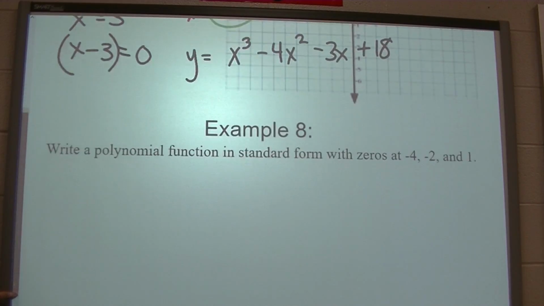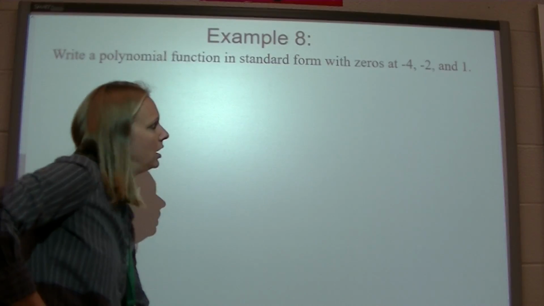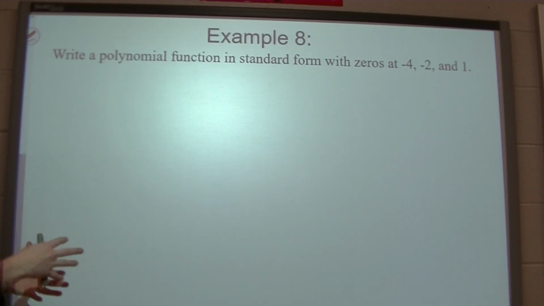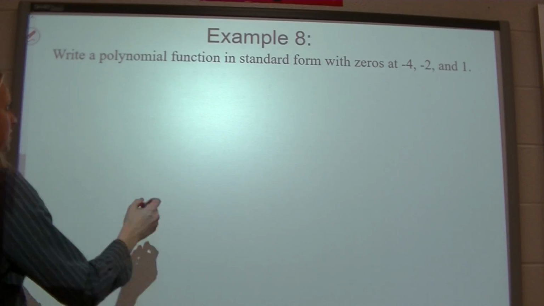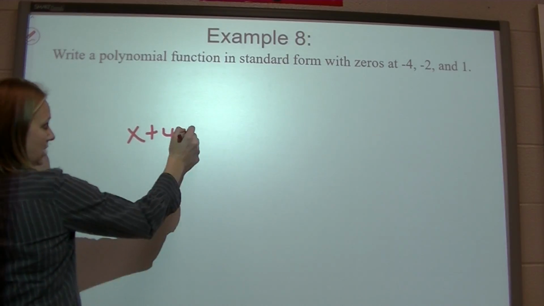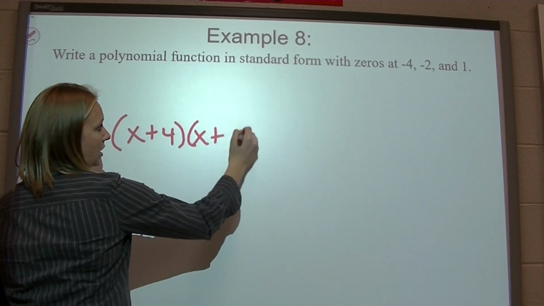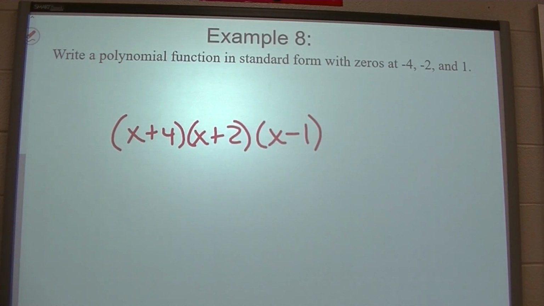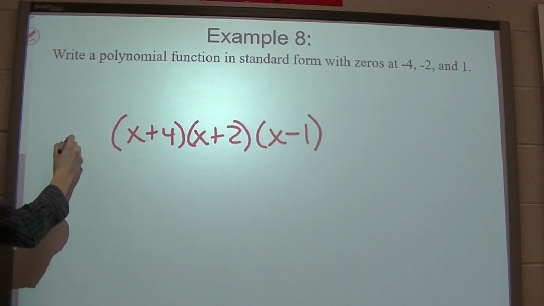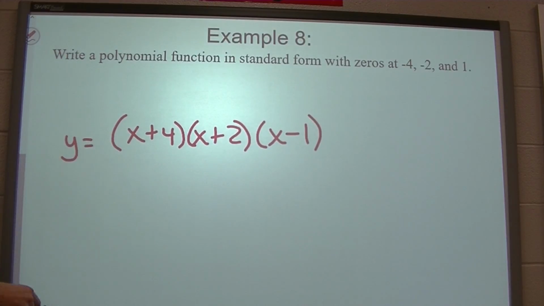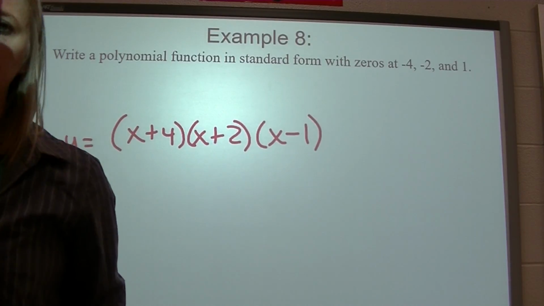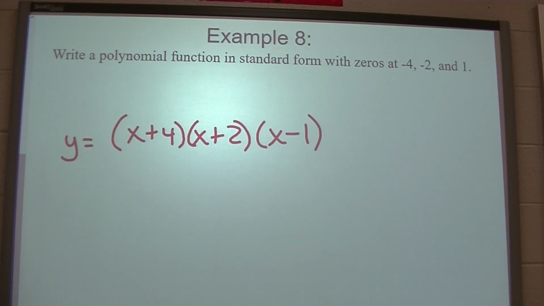So for example 8, I want you to do the same here. Why don't you try it yourself, so pause the video now. I'm going to give you some hints if you get stuck. Your factors should be x plus 4, x plus 2, and x minus 1. So that's what your factors should be. If you need to, go back to example 1 and watch that video, and go ahead and multiply that out so you can get your standard form. And I'll discuss the answer in class tomorrow.